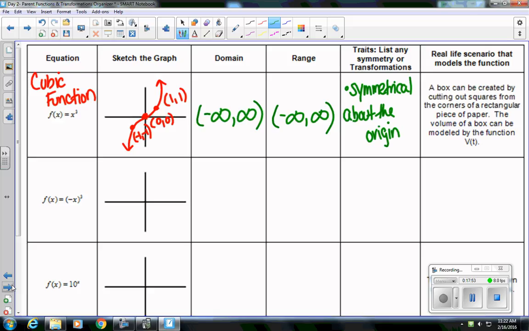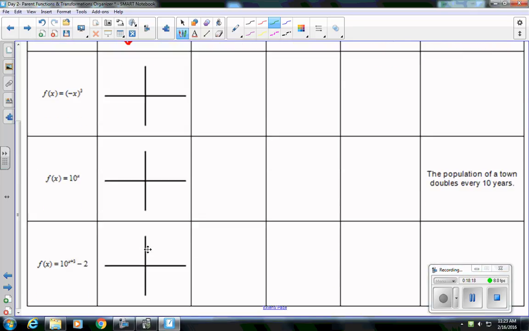And the cubic function, we do have a real-life scenario for you. It says a box can be created by cutting out squares from the corners of a rectangular piece of paper. The volume of a box can be modeled by the function v of t. The next function we're going to leave you to do on your own because it's a transformation of the cubic function. So let's move down to f of x equals 10 to the x power.